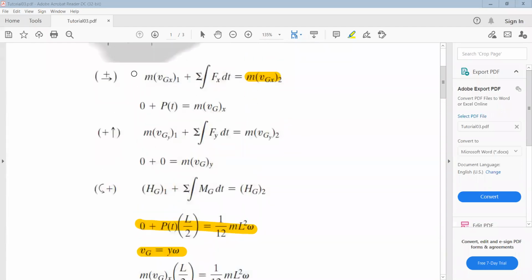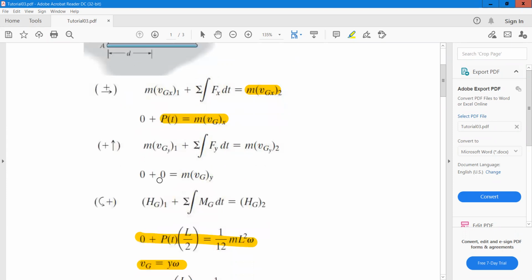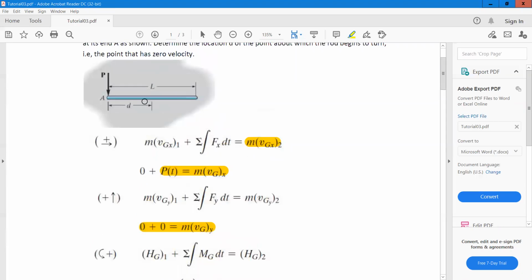Yes, we use the impulse momentum equation first in horizontal direction and vertical direction. In vertical direction, we find this relation between the Pt, P times t, which t is the time, is equal to m times VGX, the velocity of the mass center in x direction, which x is the vertical direction. The second equation is the impulse momentum in horizontal direction, which results in mVGY is equal to 0. It means that the velocity of the mass center in horizontal direction is 0.